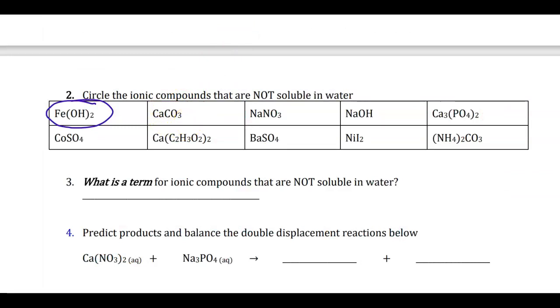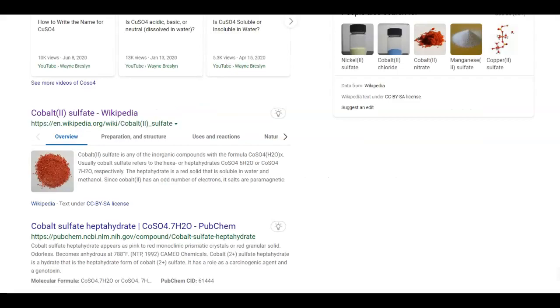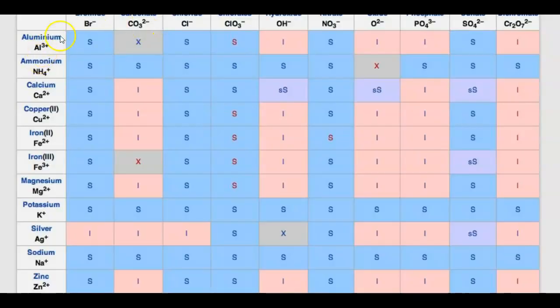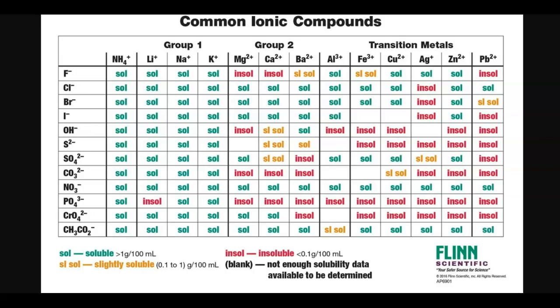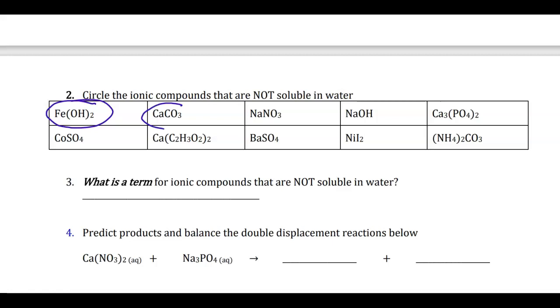CaCO3, and I think your solubility chart will help us. Calcium carbonate, and you can see it's insoluble. So calcium here, and CO3, it's insoluble too. So that's why I'm going to circle it.